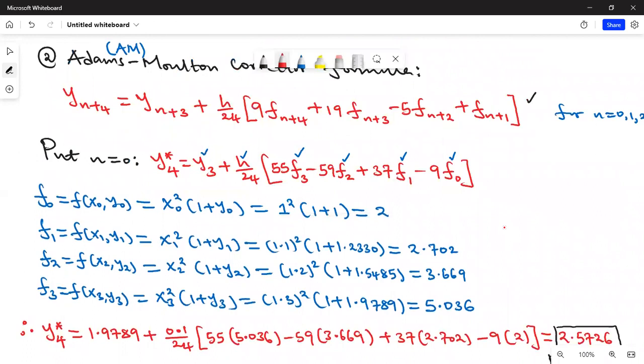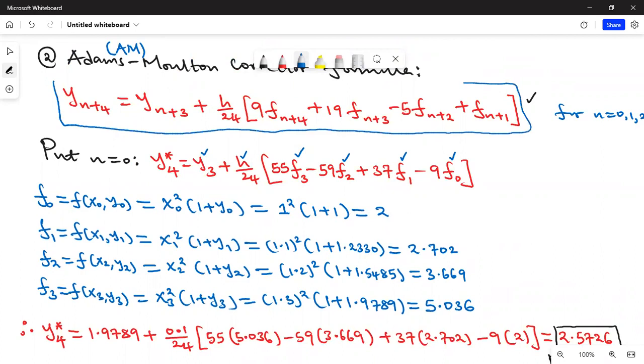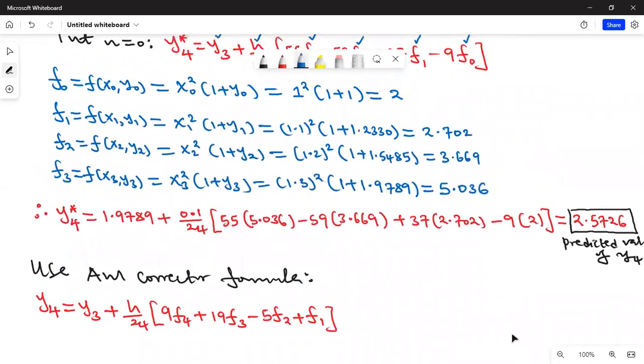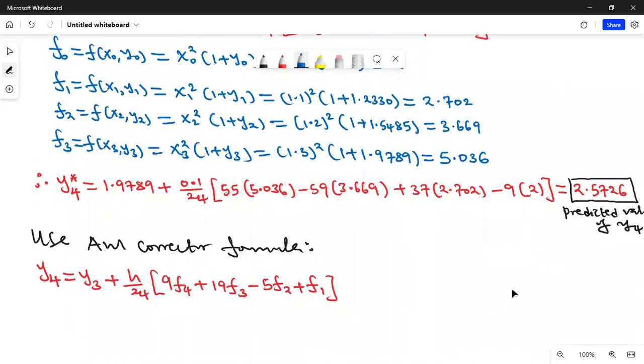Somebody might be wondering why I'm getting F4, F3. I'm substituting n equal to 0 here, because this is the general form of the corrector formula. So when you put n equal to 0, you are going to get what I've just written. So now you realize that in the corrector formula, we have F4, which we don't have yet. So we need to compute it first before we use it. Already we have the value of F1, F2, and F3, but I don't know the value of F4, so let me compute F4 first.